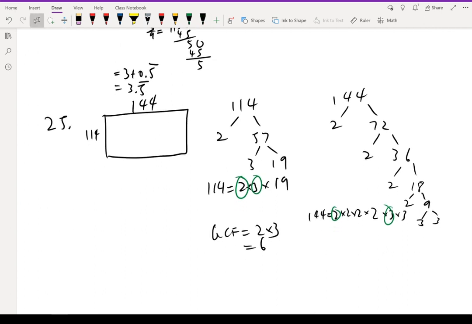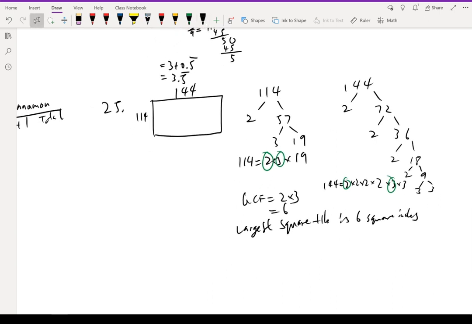Which means that the largest square tile, don't forget we have to answer the question, okay? It says find the largest square tile to use. The largest square tile is 6 inches by 6 inches. Okay, and it says how many of these tiles do we need? In order to find out how many of these tiles we need, we actually have to find out the area of the wall. 114 times 144. The area of this is quite big.